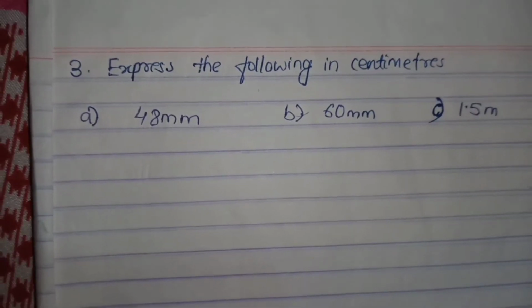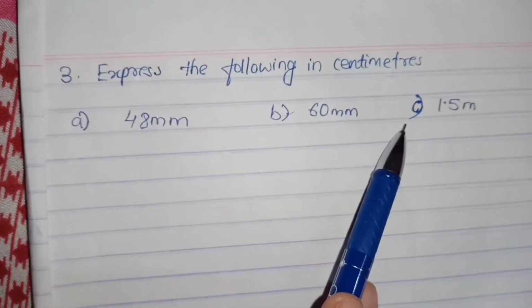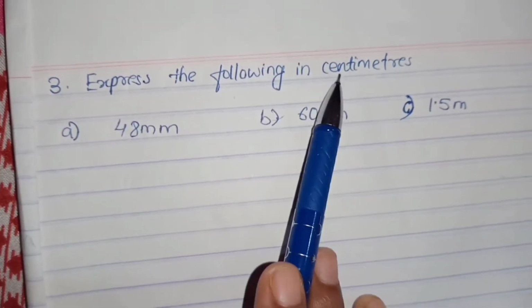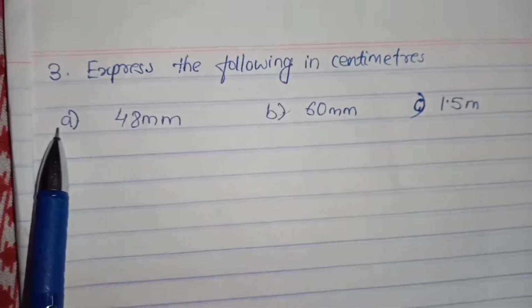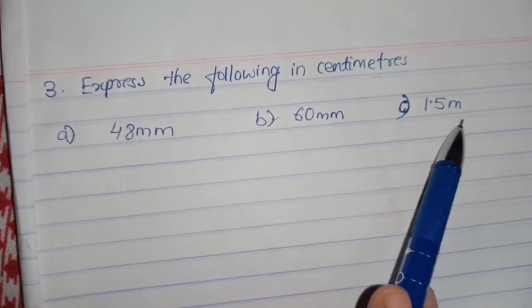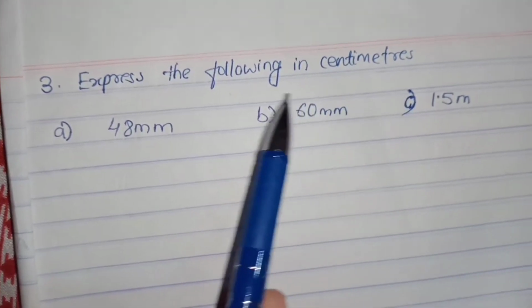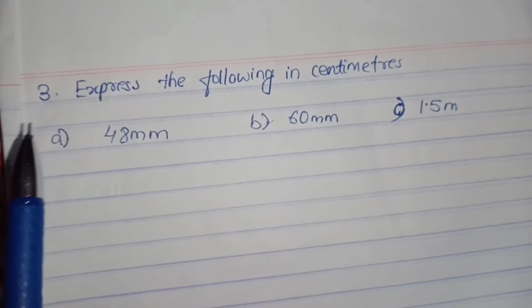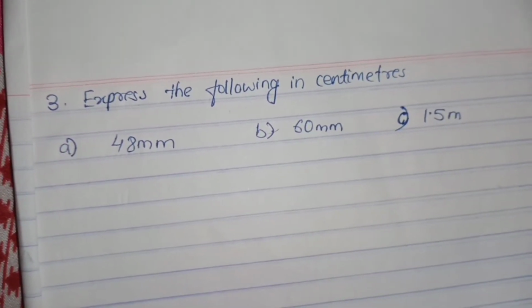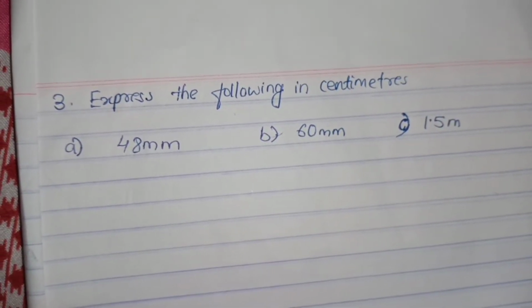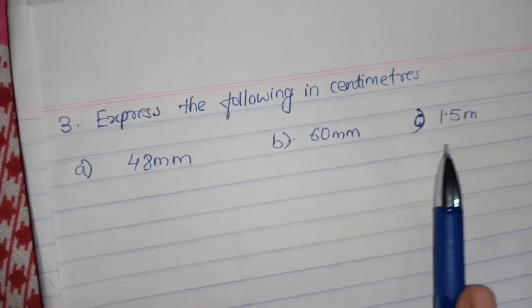Now let's do question number 3. In question number 3 also, there are three questions, A, B, C. Let's read first. Express the following in centimeters. Number A is 48 millimeter, B is 60 millimeter, C is 1.5 meter. I will do A and C. B you will do as homework, because both the units are the same, so the process is also the same. I'll do C also because the unit is different, meter to centimeter.